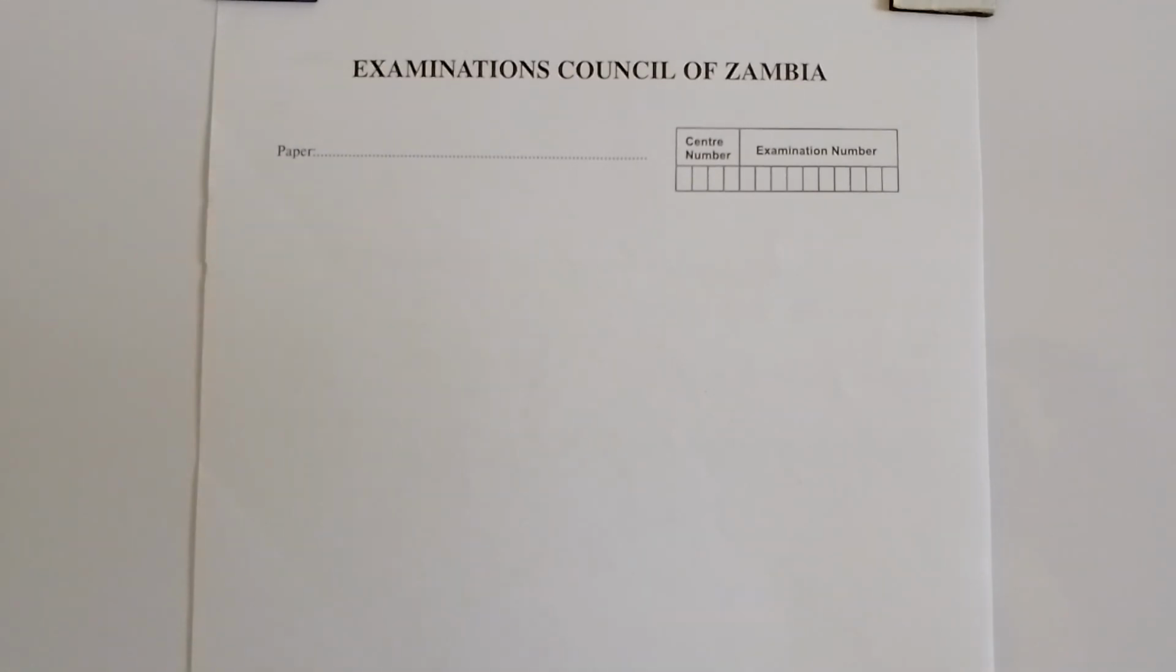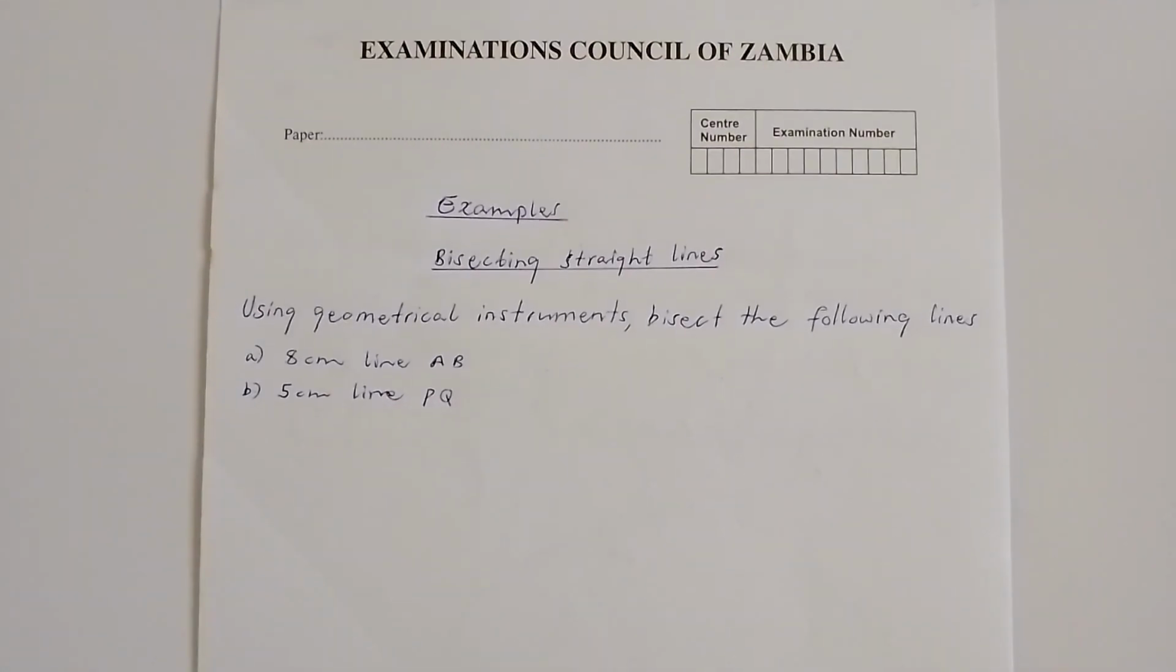A question can come like this one here. Okay, so here are the questions. Bisecting straight lines. The question reads, using geometrical instruments, which are the protractor, the ruler, the compass, and all that, bisect the following lines. We have A, 8 centimeters, and that is line AB. B, 5 centimeters, and that is line BQ. So how are we going to bisect these particular lines?